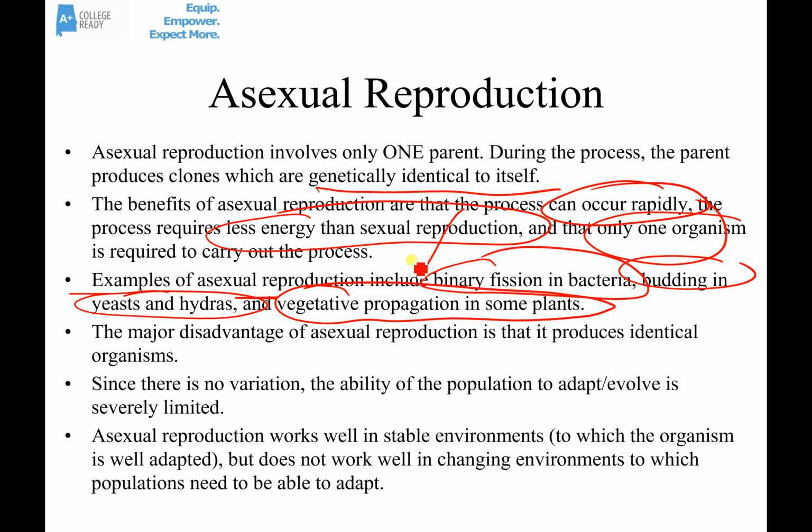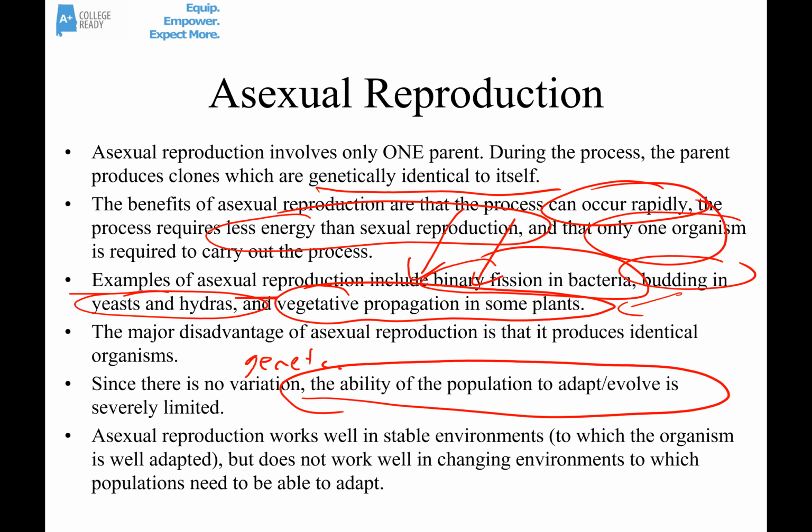Please realize that plants normally reproduce sexually. This is sort of an exception to the rule. The major disadvantage of asexual reproduction is that it produces identical organisms. Since there's no genetic variation, the ability of the population to evolve is severely limited if they're all made by asexual reproduction. Asexual reproduction works well in stable environments to which the organism is well adapted, but it doesn't work well in changing environments in which populations need to evolve.